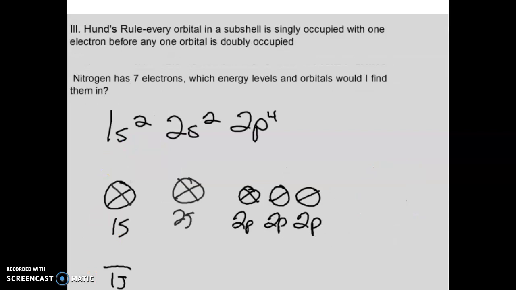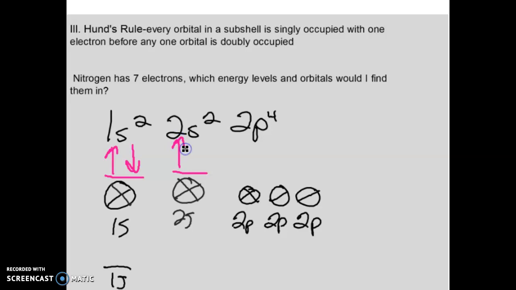The third one then is Hund's rule, which states every orbital in a subshell is singly occupied with 1 electron before any one orbital is doubly occupied. And again, you already did that. We said if we're looking at, for example, nitrogen, which is 1s2, 2s2, 2p4, we did the bubbles on the sheet that you just finished. But we could have done arrows, and we could have said, there's my 1s2, and then 2s.